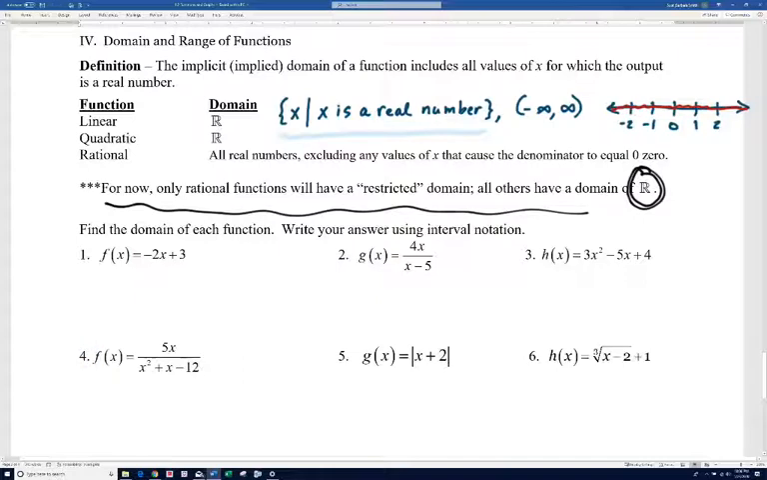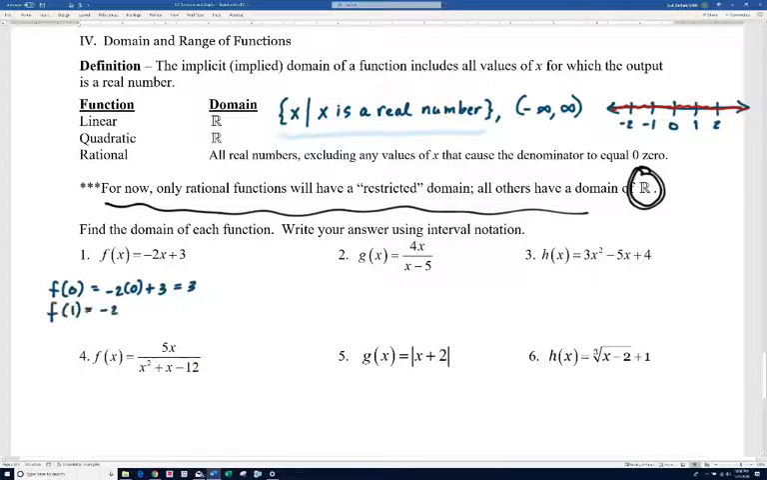If you look at number 1, let's plug in a couple of values. F of 0 would be negative 2 times 0 plus 3. Well, that's going to be 3. So the idea is, no matter what I plug in, will I get an answer that's a real number? Or is there any value that I can't plug in? Well, in this function, all we're doing is multiplying our input by negative 2 and adding 3.